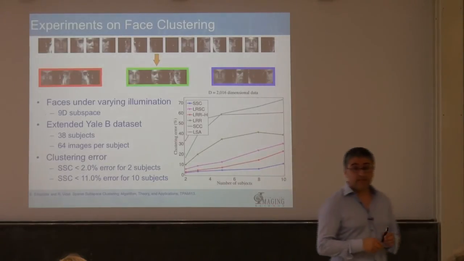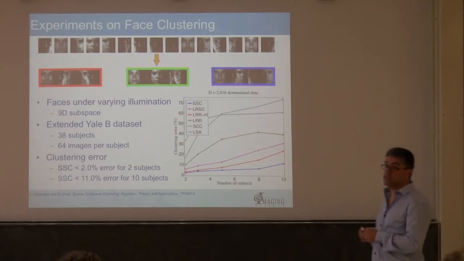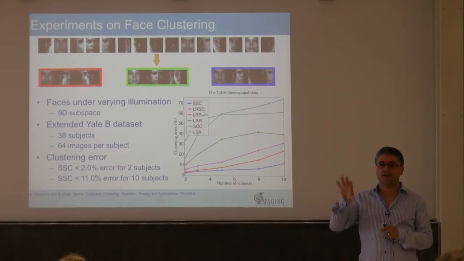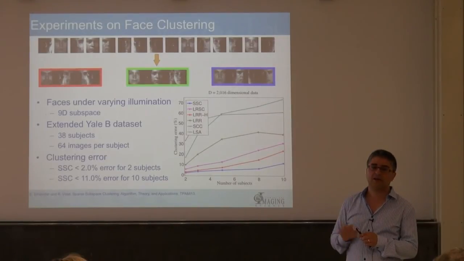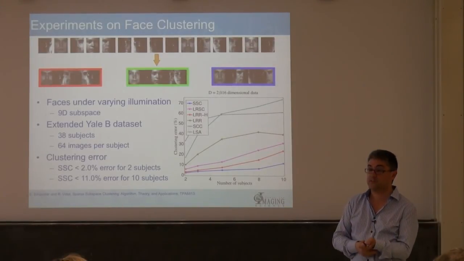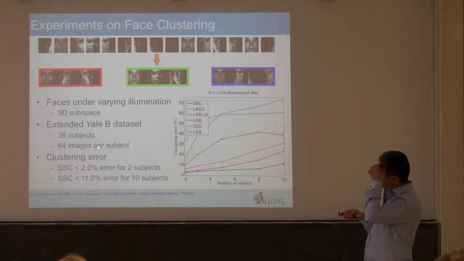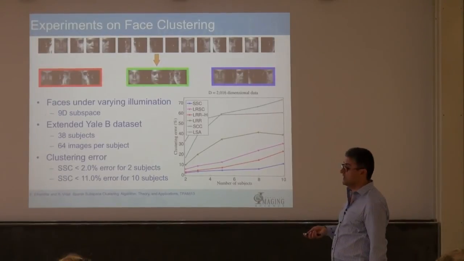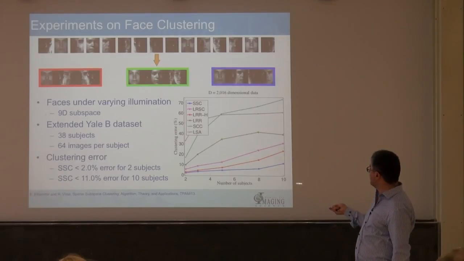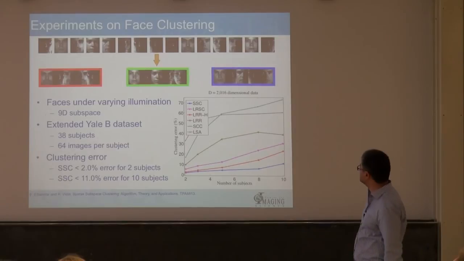Last example, this is a database of faces. In this particular case, as I said at the very beginning of the talk, if I just vary the illumination conditions and I take lots of pictures of you, you can approximate it very well with a 9-dimensional subspace. So this is a database that has 38 different subjects, and there are 64 images per subject. And what we're showing here is the clustering error as a function of how many subjects you take, 2, 4, 6, 10, and so on.